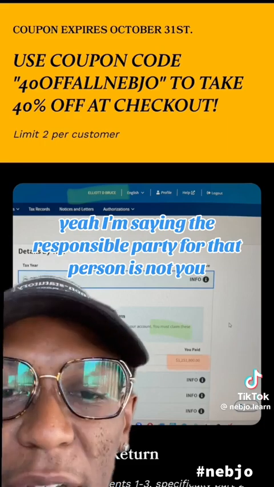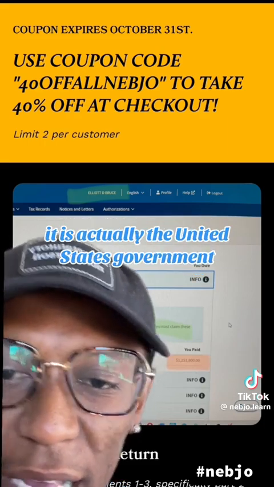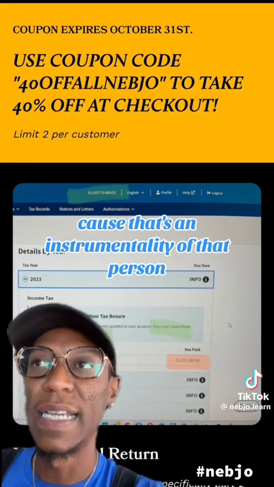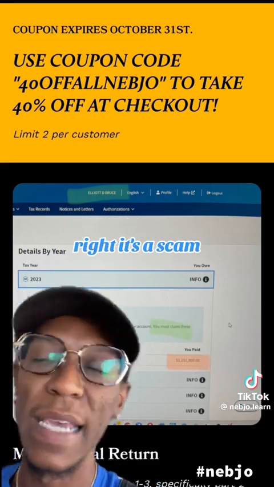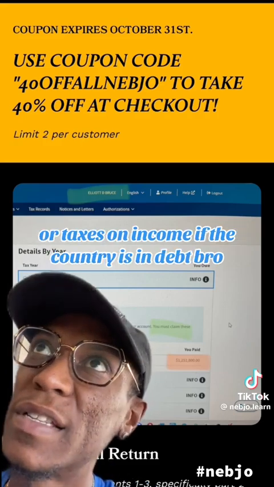You know what I'm saying? The responsible party for that person is not you. It is actually the United States government. It's the Treasury. Because that's an instrumentality of that person, bro. It's a scam. Ain't no way we supposed to be paying taxes on income if the country is in debt, bro.